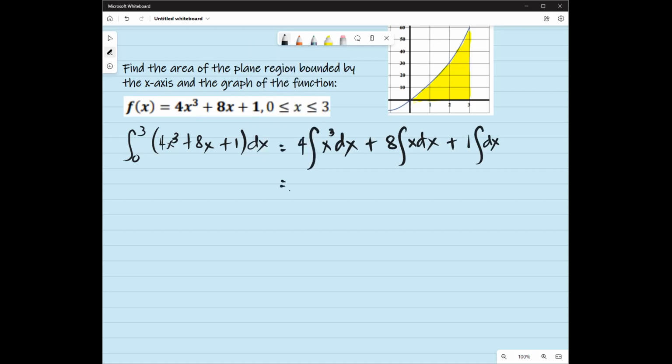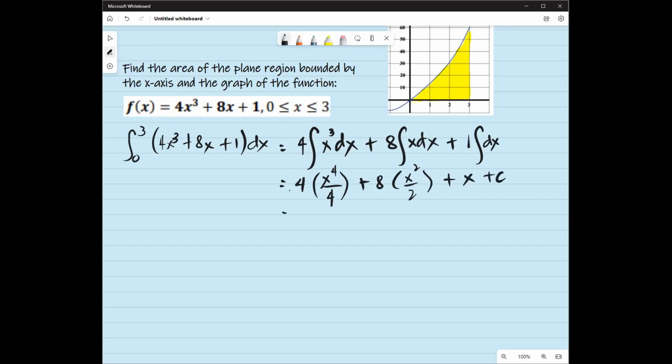So this will be equal to 4 times x raised to 3 plus 1, so that's x raised to 4. Whatever your exponent is, copy it in the denominator. I hope you can still remember that. Plus 8 times x raised to 1 plus 1, that's x squared over 2. Again, whatever is in your exponent, copy it in the denominator. Finally, plus, if it's just dx, then the integral of that is just x plus c.